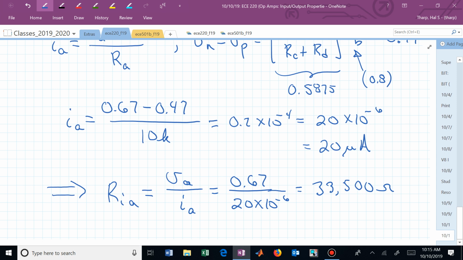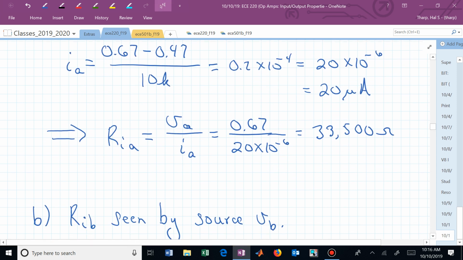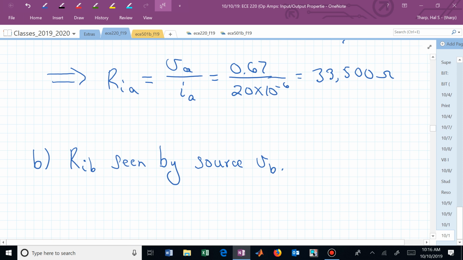First, you had to turn it on. But after you turn it on, you now need to put it in the high Z mode. So it's expecting to see a high impedance at its output. Well, now this voltage source A is expecting to see 33.5 k ohms. What's source B expecting to see? What's R sub I sub B?